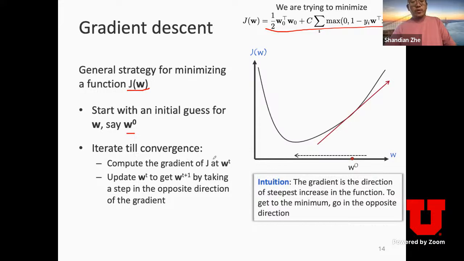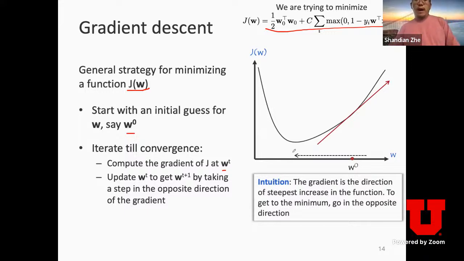We compute the gradient of the objective function at the current model parameter vector, WT. Then we update WT to get WT plus 1 by taking a step in the opposite direction of the gradient. That is why it is called gradient descent, right? Because the negative gradient indicates the decreasing direction of the function.